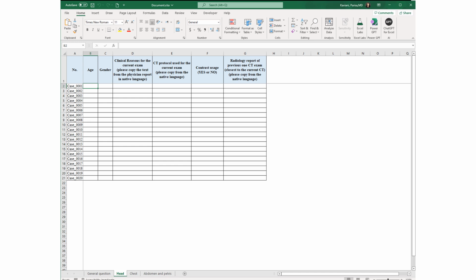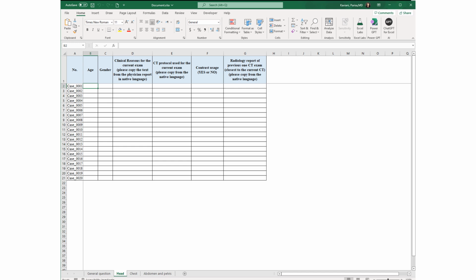And as you can see over here, we want you to enter the age, gender, and the clinical reasons for the current exam, or clinical indication for the current exam. We just ask you to copy and paste the details from the physician order and physician report, which means that you do not need to translate anything.